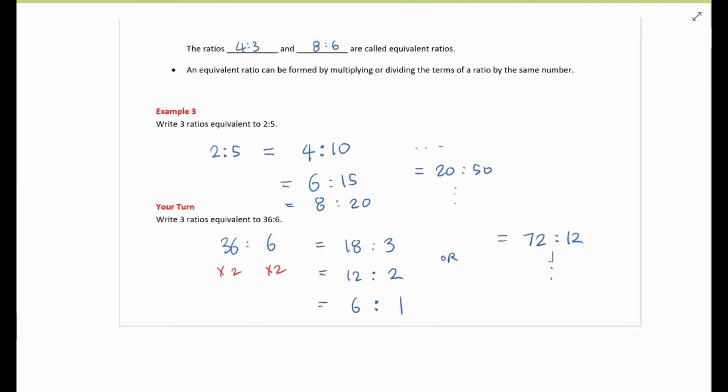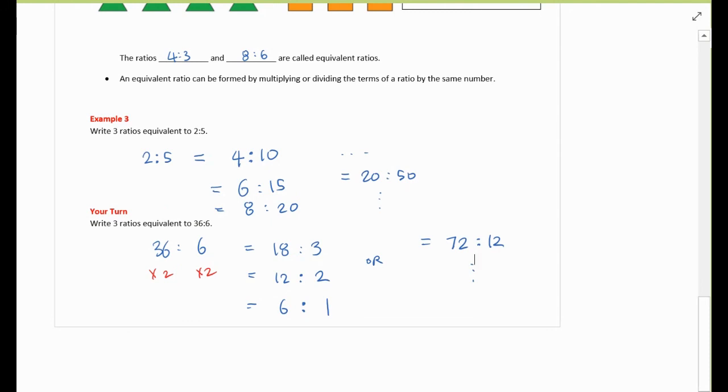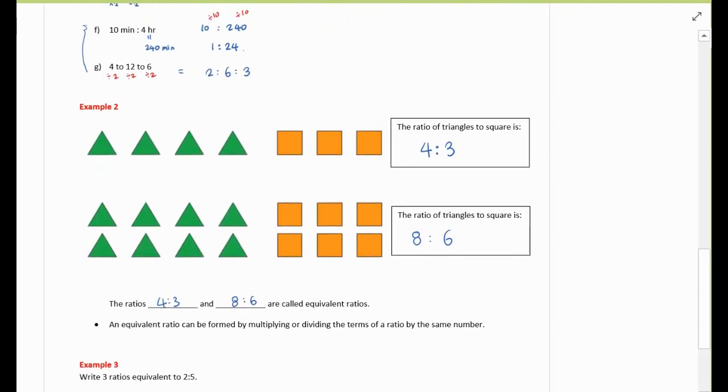Alright, hope you guys understood how to find equivalent ratios and how to simplify the ratios, alright?